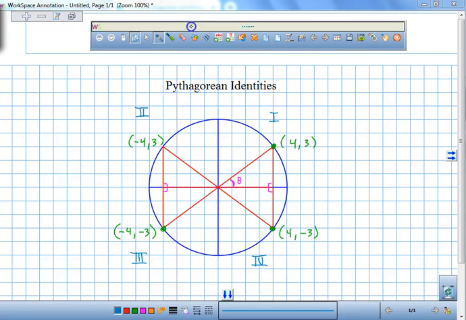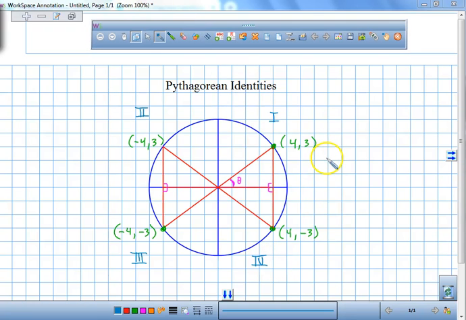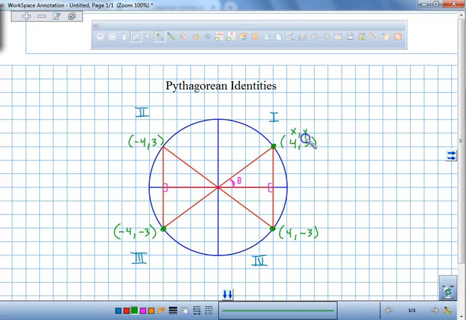All right, so what we're going to be talking about today is Pythagorean identities. What I'd like you to do is draw this circle and make these triangles. Right now, we are going to focus on the first quadrant. If you guys would, right here, put this is your x value, this is your y value.